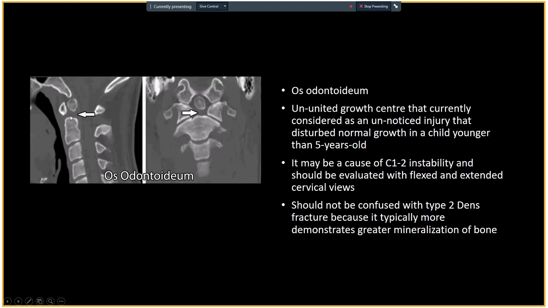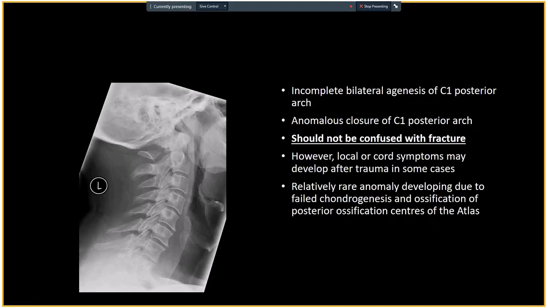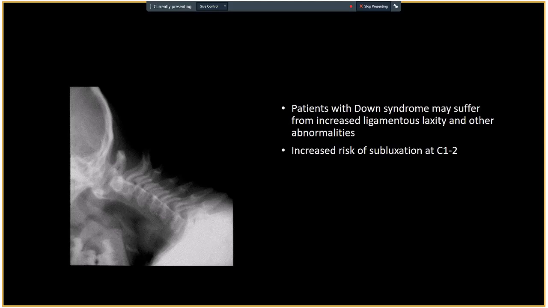You can see the space between them is much greater, and the vertebra itself has been well corticated. That excludes acute injury, same as here, where the ossicle has been well corticated, and that usually speaks for a congenital anomaly rather than a fracture. And incomplete ossification of the posterior arch should also be considered a normal variant and should not be confused with any fracture.